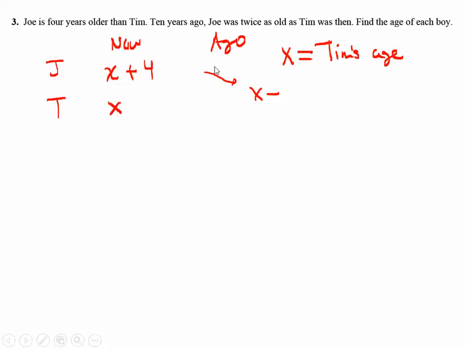Joe, sorry, I had to move things around here. Joe is x plus 4, but we're going to subtract 10. Is that good? Whatever Joe's age is, we're going to subtract 10 from it and simplify it. How about x minus 6? We're good.